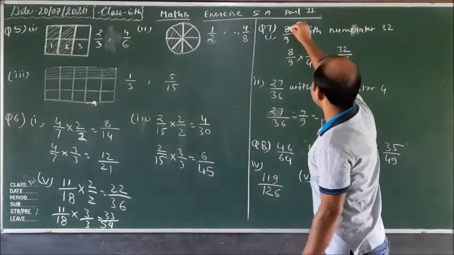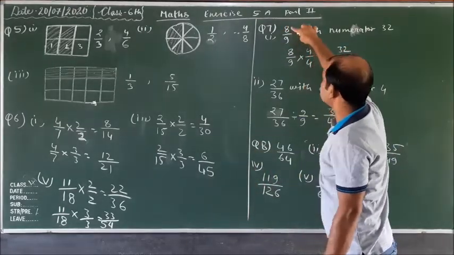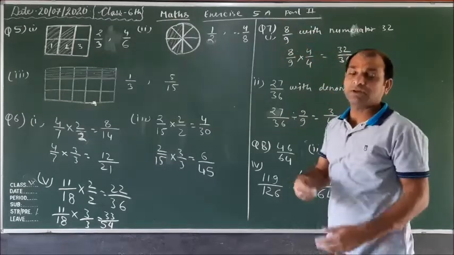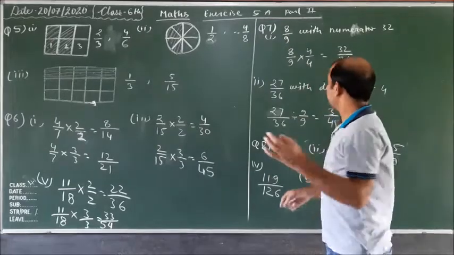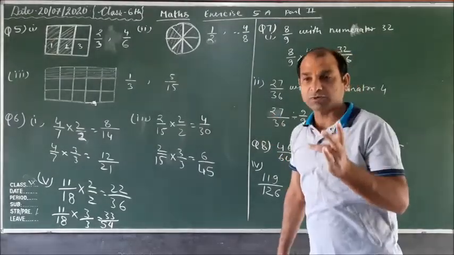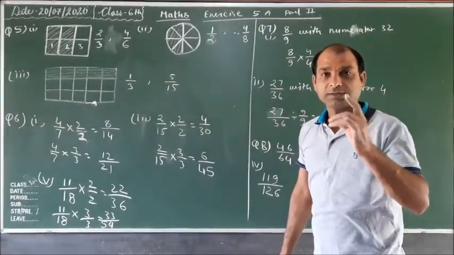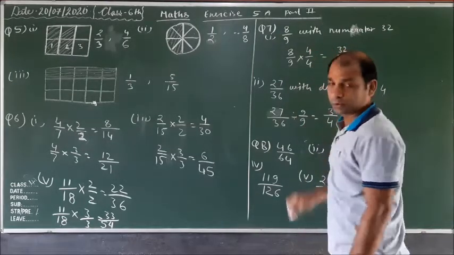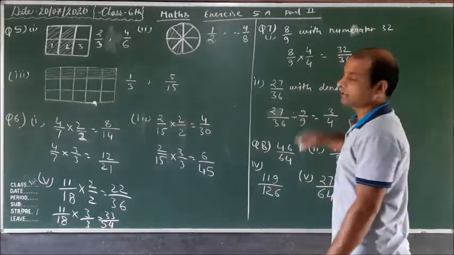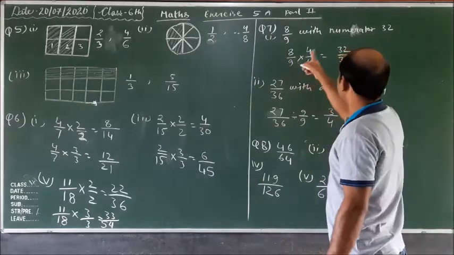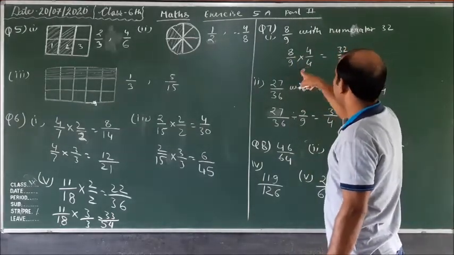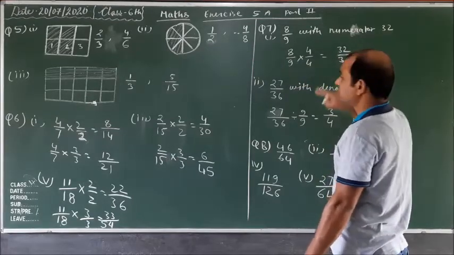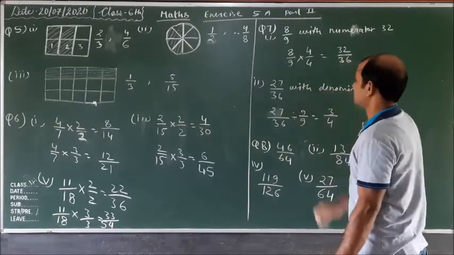So dear children, the numerator of 8 upon 9 is 8. Which number do we multiply by? 8 times 1 is 8, 8 times 2 is 16, 8 times 3 is 24, 8 times 4 is 32. This means when we multiply by 4, we find 32. So 8 times 4 is 32, and we multiply 9 times 4 is 36. 32 upon 36 is your answer.